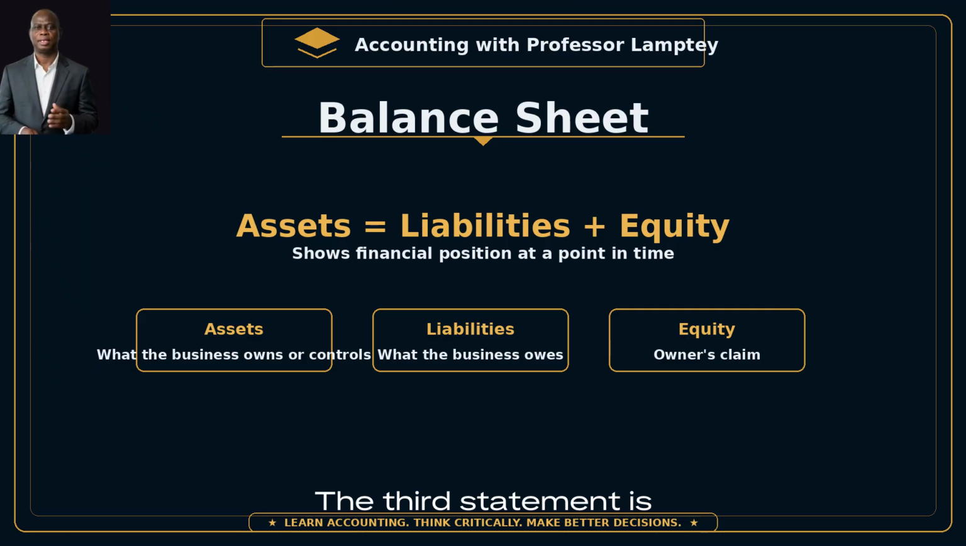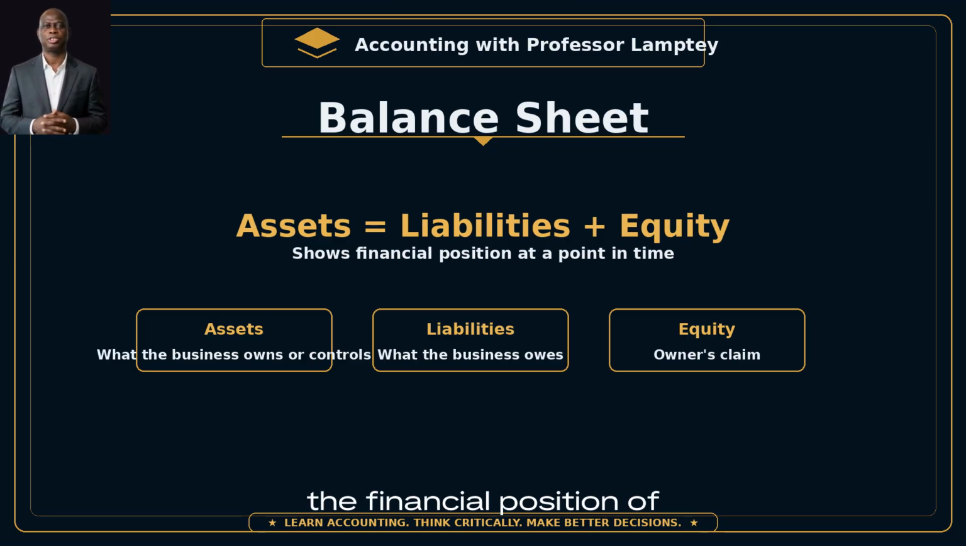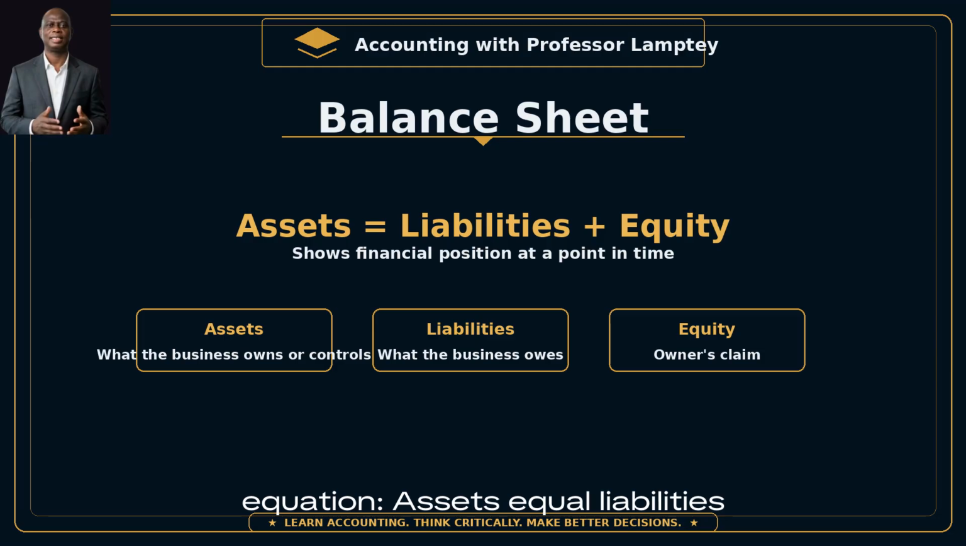The third statement is the balance sheet. The balance sheet shows the financial position of a business at a specific point in time, not over a period, at a point in time. For example, as of December 31st, as of March 31st, as of the end of the year. The balance sheet is based on the accounting equation. Assets equal liabilities plus equity.